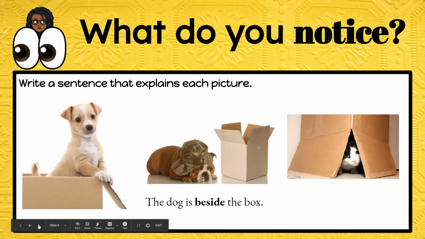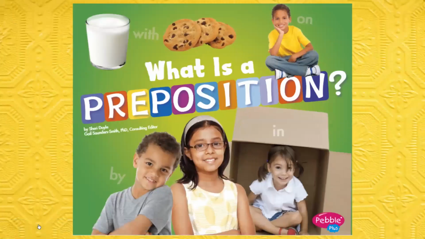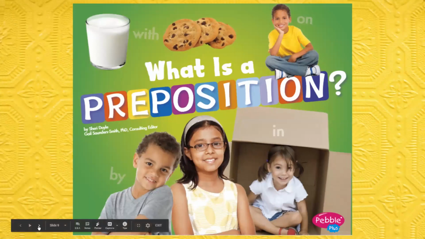Next one, it says the cat is under the box. The word under is a preposition. Where is the cat? Under the box. So these words, in, beside, and under, all tell you where something is. Let's look at a story called What Is a Preposition? And we're going to learn a little bit more about prepositions.